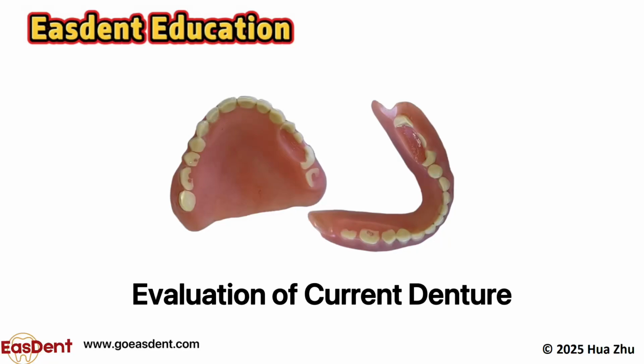You have to evaluate the existing denture first. Ask the patient if they're happy with the appearance of the denture. Do they want to change the shade, the mold, midline, incisal edge position, or occlusal plan? The aesthetic of final dentures can be adjusted based on the patient's preference.